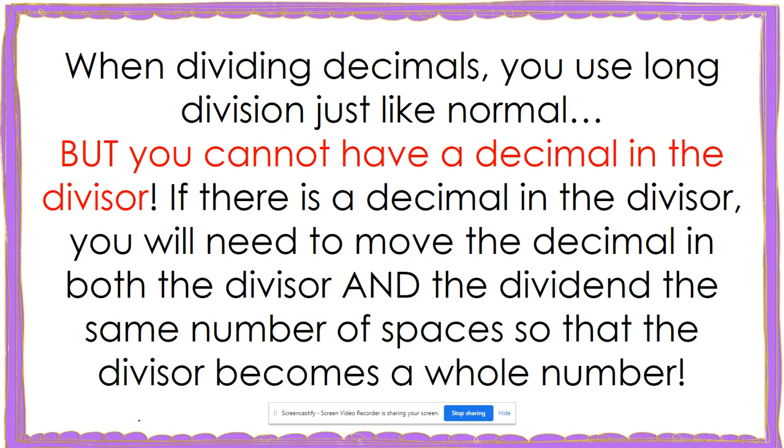When dividing with decimals, you are going to use long division just like normal. However, you are never allowed to have a decimal in the divisor. So if you end up with a decimal in your divisor, you are going to have to move that decimal in both the divisor and the dividend, the same number of spaces, until you make your divisor a whole number.